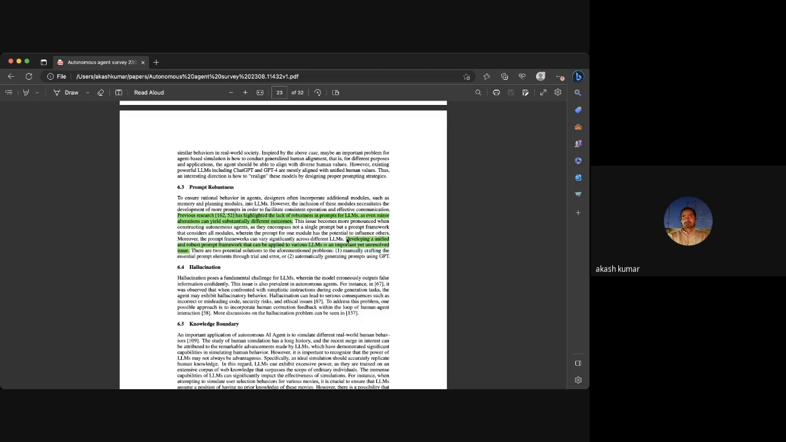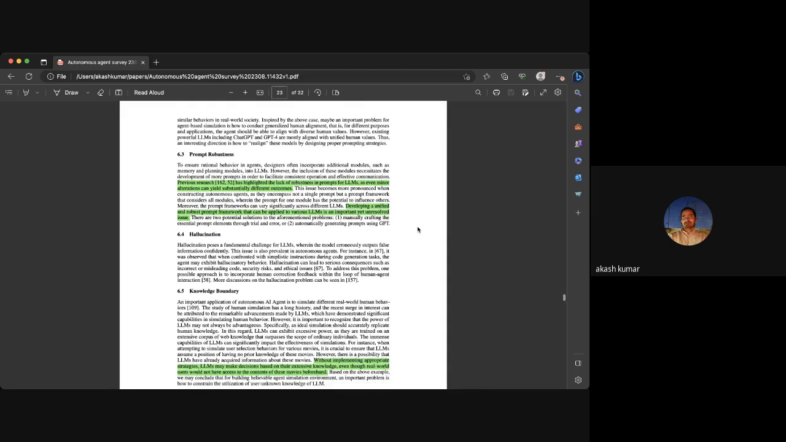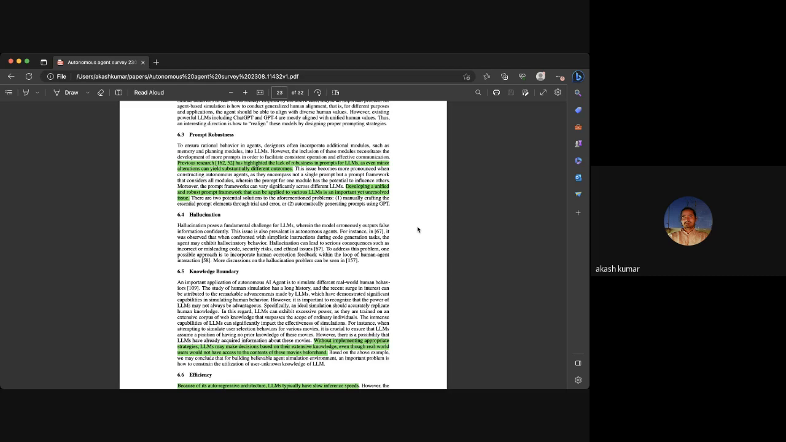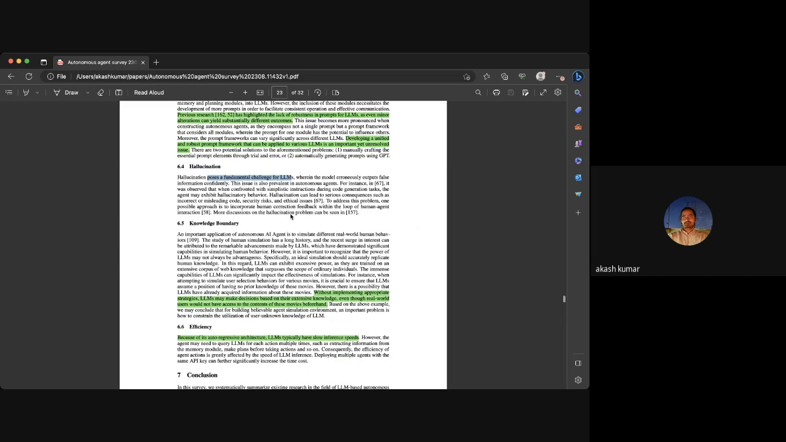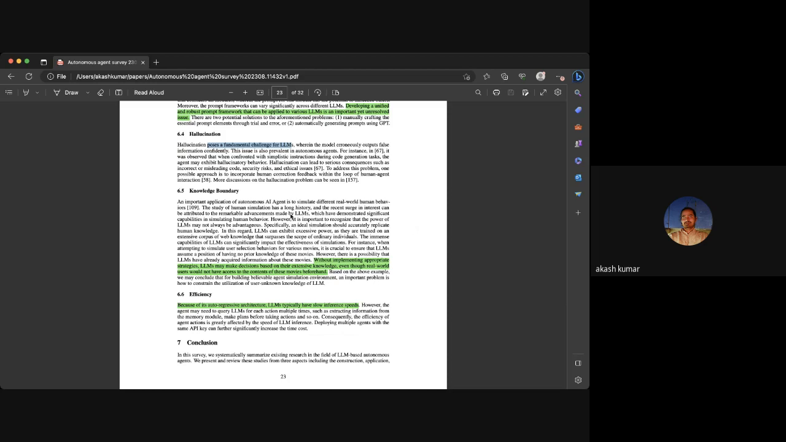And developing a unified and robust prompt framework that can be applied to various LLMs is an important yet unresolved issue. So for each new LLM, you have to manually try different kinds of prompts before you are able to work with them well. Hallucination needs no mention. It's a fundamental challenge for LLMs. It's a problem that is there and people are looking into how to resolve it.